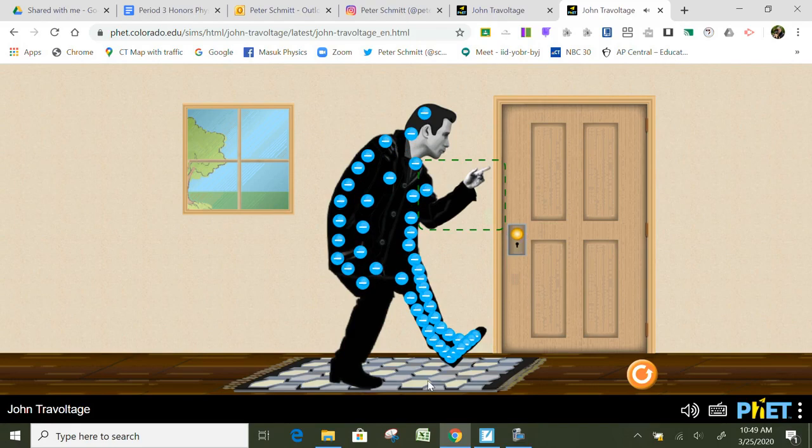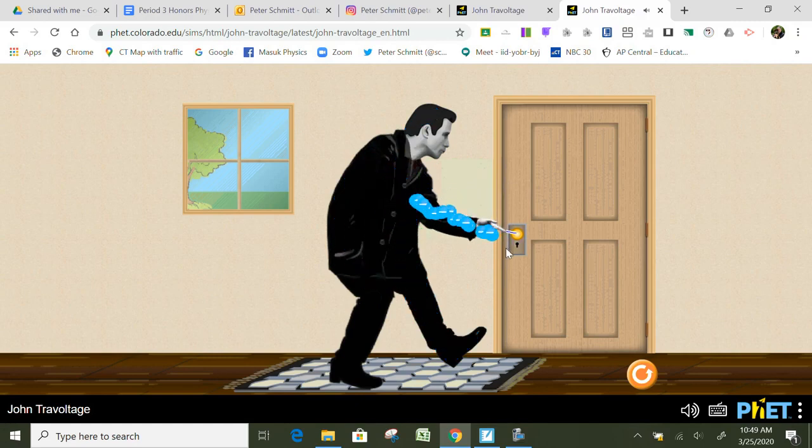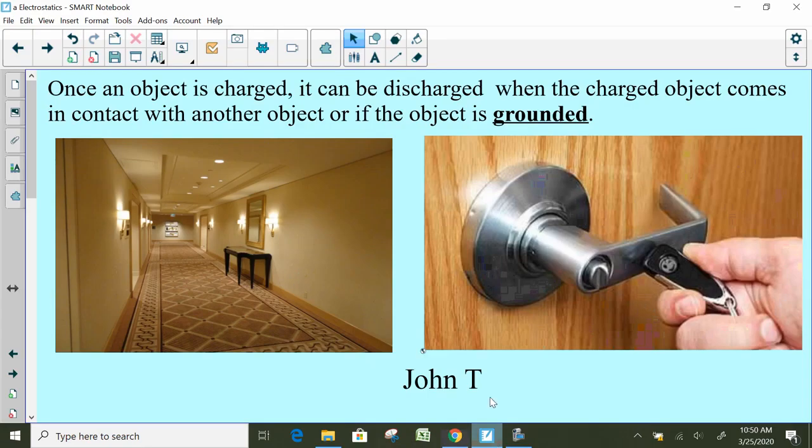Now, the question people ask is, how come this doesn't go back out through his shoes? Certain materials don't conduct electricity very well, so his shoes are made out of rubber and it won't conduct real well. You can force electrons in, but they won't necessarily come out very quickly. But if he touches his hand to a metal doorknob, a doorknob is a good conductor, so when he touches, the electrons flow out. And you've probably had this experience. You rub your feet on carpeting, you touch your friend, you pat your dog, all this stuff happens all the time. So it's something you're probably familiar with. And so this is known as grounding.